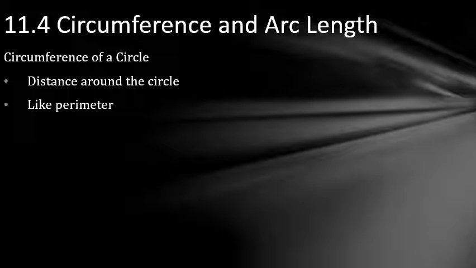Remember, the measure of an arc was the measure of the central angle. Well, if we're going all the way around, the central angle all around the circle is 360 degrees, or it's called 2 pi if we do it in a unit called radians.